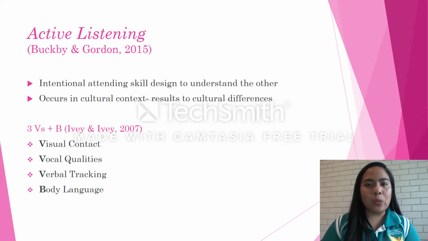According to Ivy and Ivy 27, there are three V's and one B in active listening, namely the visual contact or eye to eye, and vocal qualities, which is the tone of the voice and the rate of the speech, the verbal tracking, which means to stay with someone's line of discussion and not abruptly changing the topic, and B, the body language, which is the hand gestures, body postures, and perception of personal space.